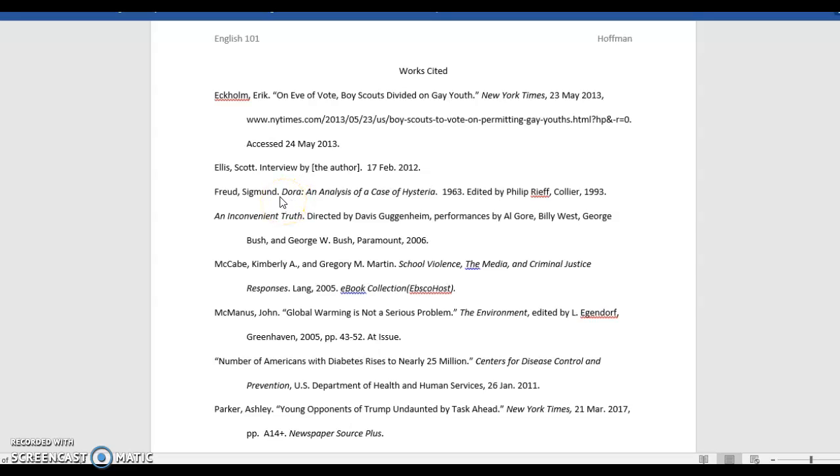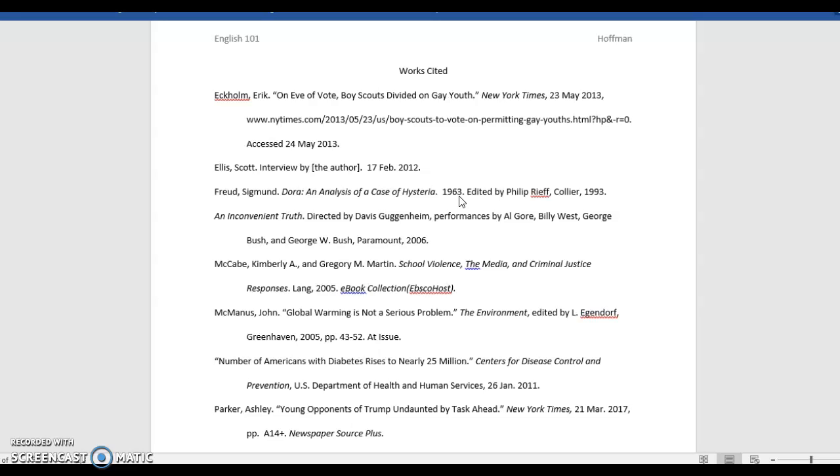Dr. Sigmund Freud, right? Dora, an analysis of a case of hysteria. Now, Dora is the title. A period separates the title from the subtitle. This is usually not presented in the title page with a colon, right? There's nothing really there. It's usually big print, Dora, then smaller print, an analysis of a case of hysteria. Period. Now, 1963, this is the earlier date, so this is the original publication date.